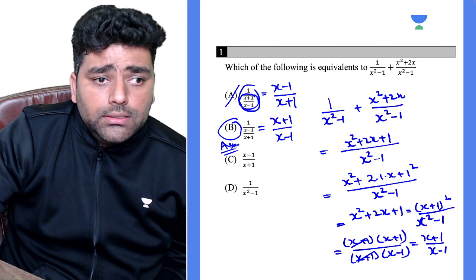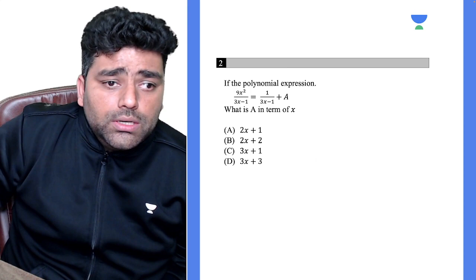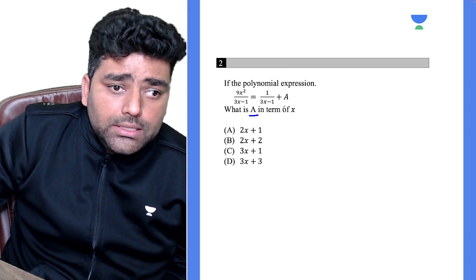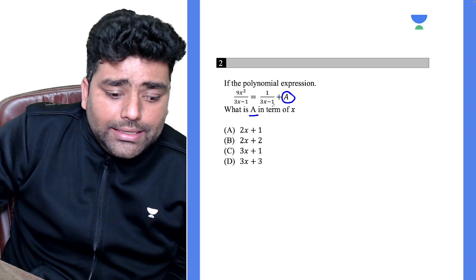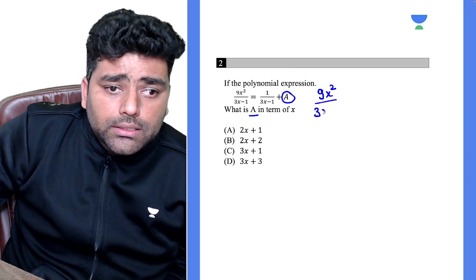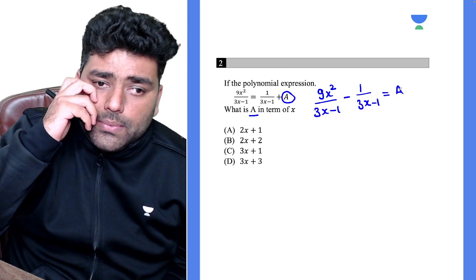Now we'll do another question. This is question number 2. If the polynomial expression 9x square over 3x minus 1 is equal to 1 over 3x minus 1 plus a, what is a in terms of x? So you need to find a in terms of x. First of all, to isolate a, what is with a there? This is with a, so 1 over 3x minus 1. You can take 1 over 3x minus 1 to the other side. So that will be 9x square divided by 3x minus 1 minus 1 over 3x minus 1 is equal to a, right?